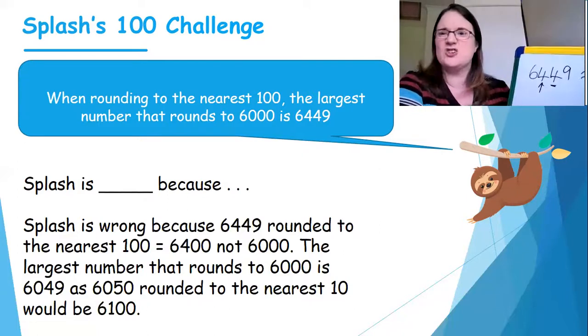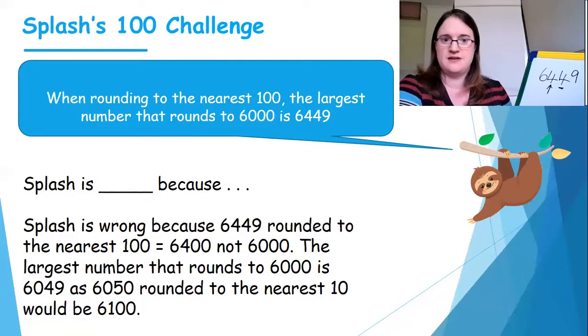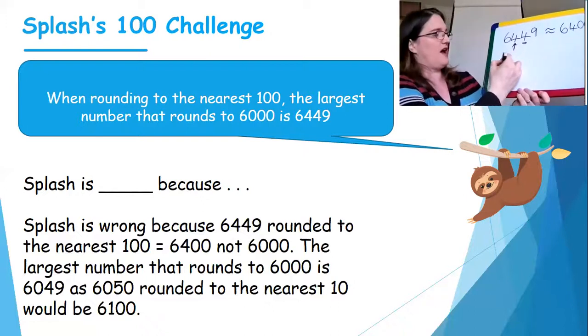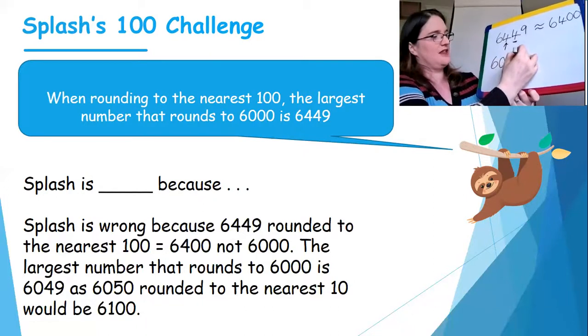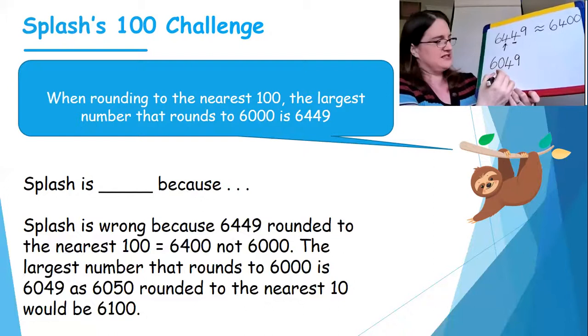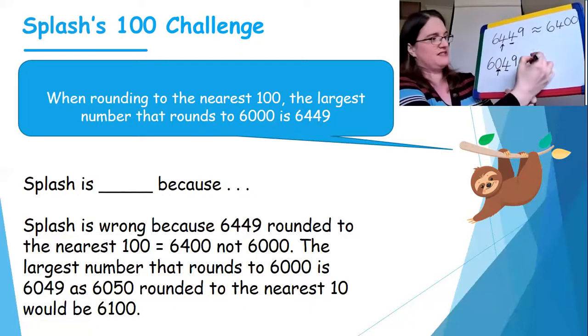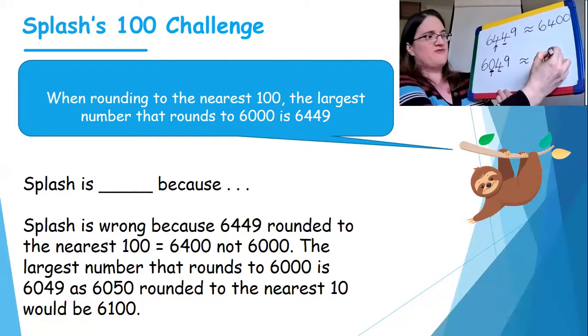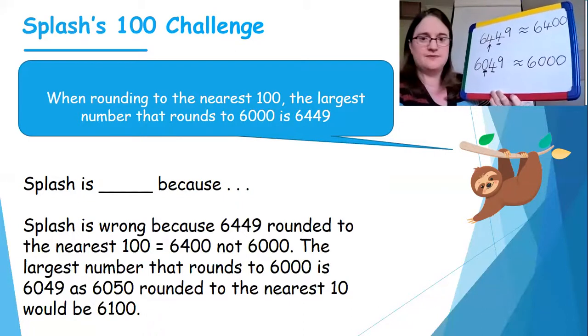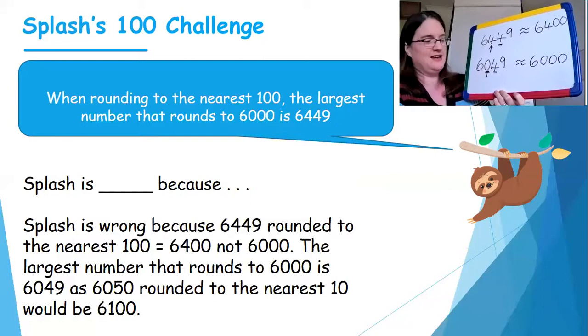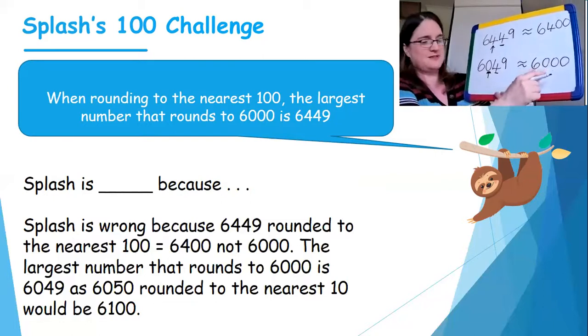And then I thought about, well, what is the biggest number that rounds to 6,000? And the largest number that rounds to 6,000 is 6,049. So I went, right, I'm going to go 6,049. Let's have a look at that. Does it round to 6,000? Well, here's my hundreds number here. Here's my tens. That's telling me to stay the same. So that number's staying the same. That number definitely rounds to 6,000.